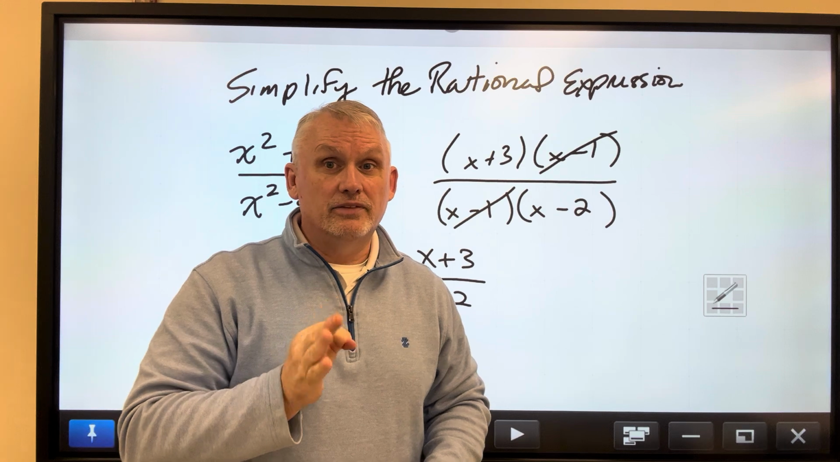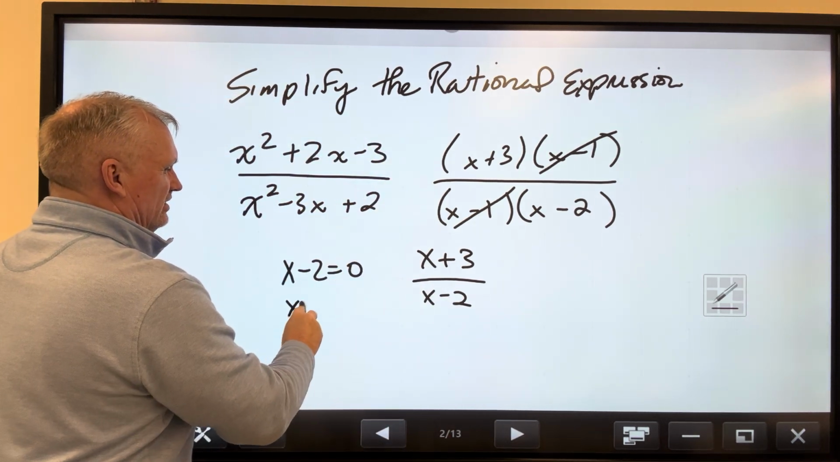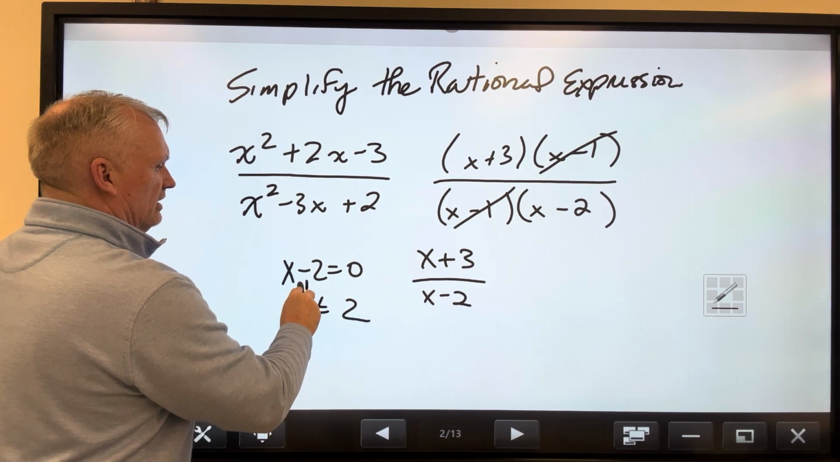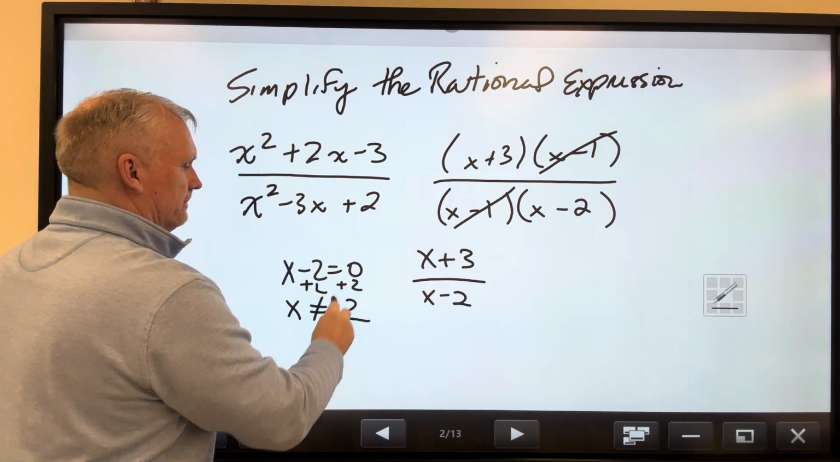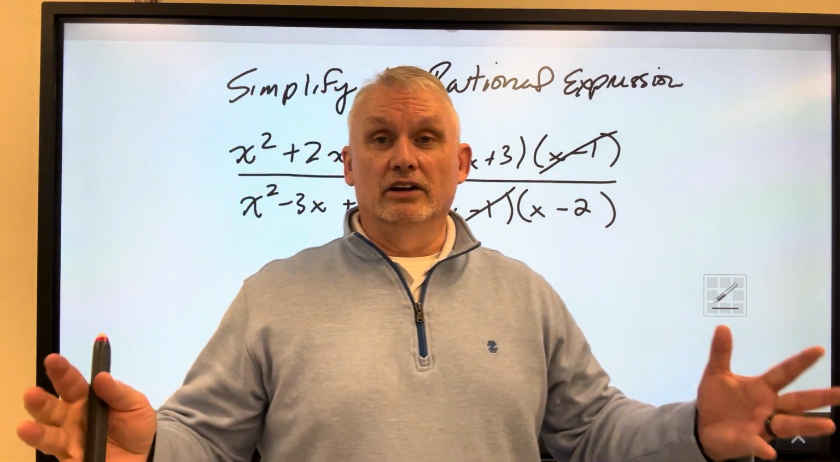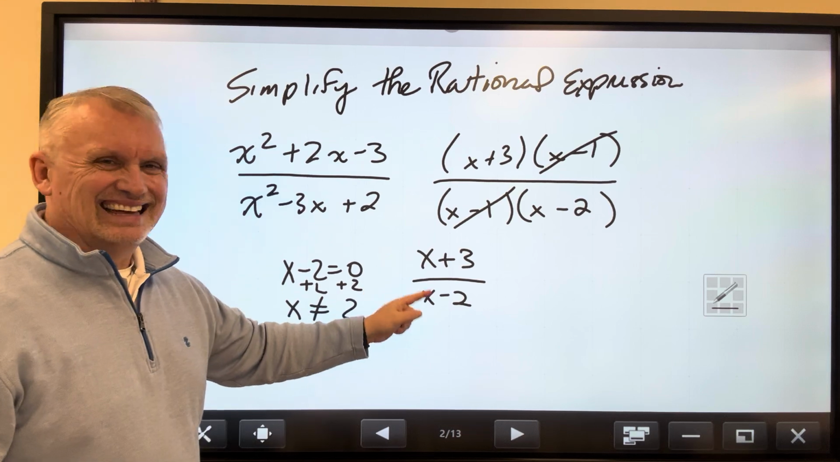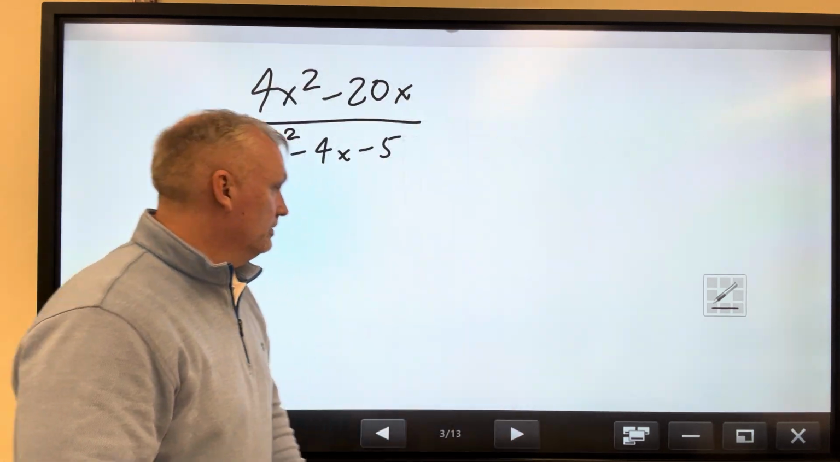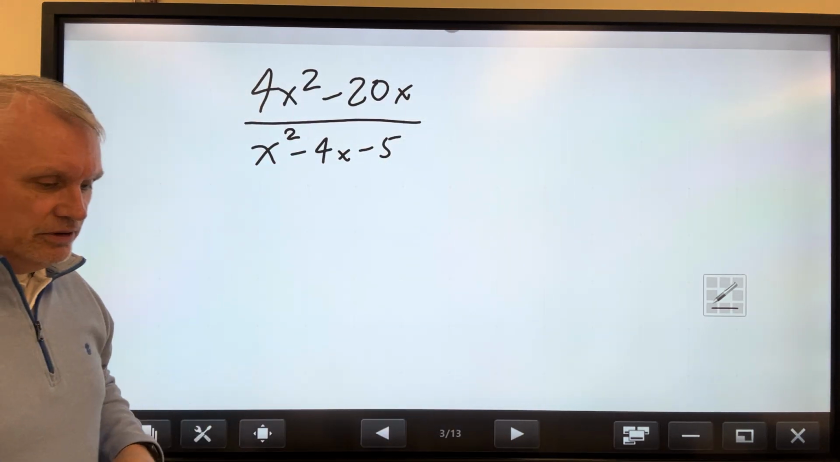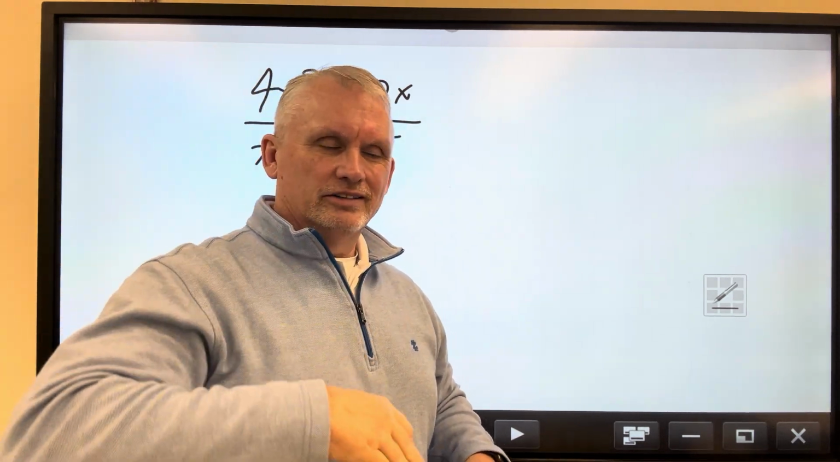What can x never be? X can never be 2. Now you're not asked to find out what makes it undefined all the time, but if you are, make sure that you're able to set the denominator equal to 0. Great. Here's another simplify. Simplify means factor and then cross out.